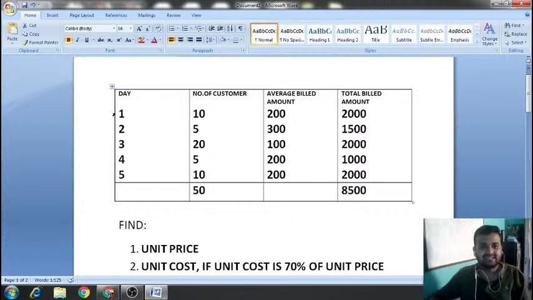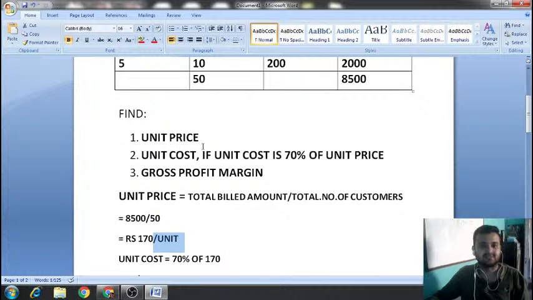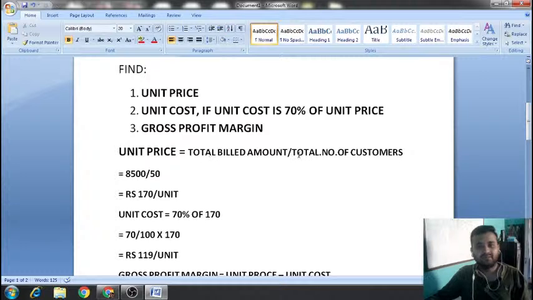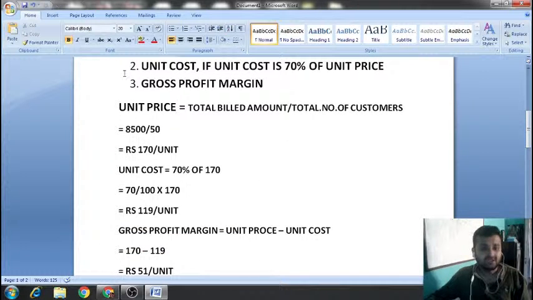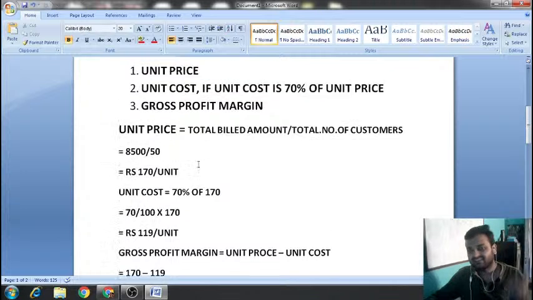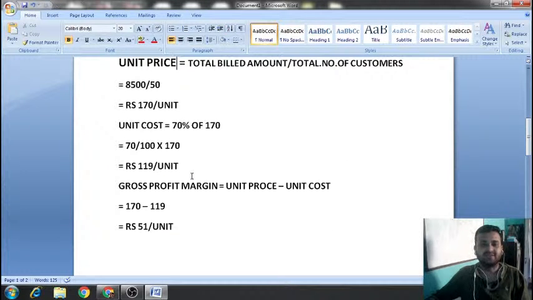Okay, I'm repeating this again. You will get these questions like this: number of customers and the average billed amount will be given. You have to find out the total billed amount by multiplying number of customers with average billed amount. Then you'll find the total of billed amount and the total of number of customers. Then you will divide the total billed amount by the total number of customers. You will get unit price, and then whatever is the percentage of unit cost, you will find out accordingly, and then you will find your gross profit margin.